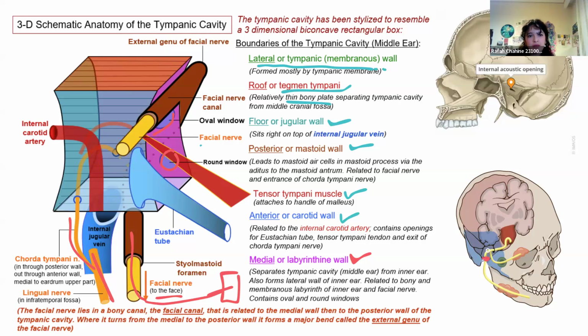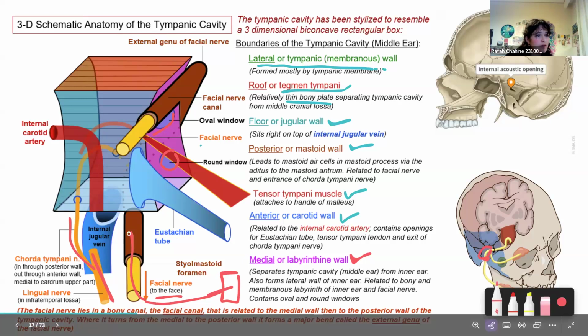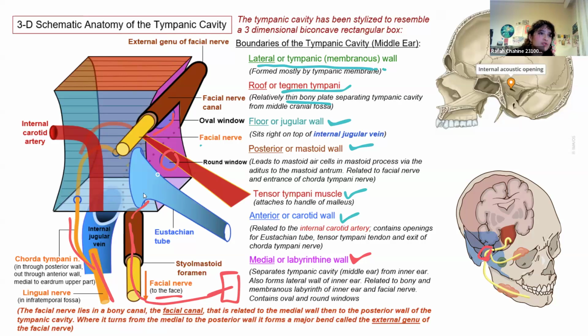This is the genu, and this occurs at the geniculate body, and then it's going to go up, okay? And then it's going to go under, and then it's going to go to the posterior wall, which we said is the mastoid wall, and then it's going to come back up, and at the posterior corner of the middle ear cavity, it is going to form the genu. Okay, and that will give us the rest of cranial nerve number 7.